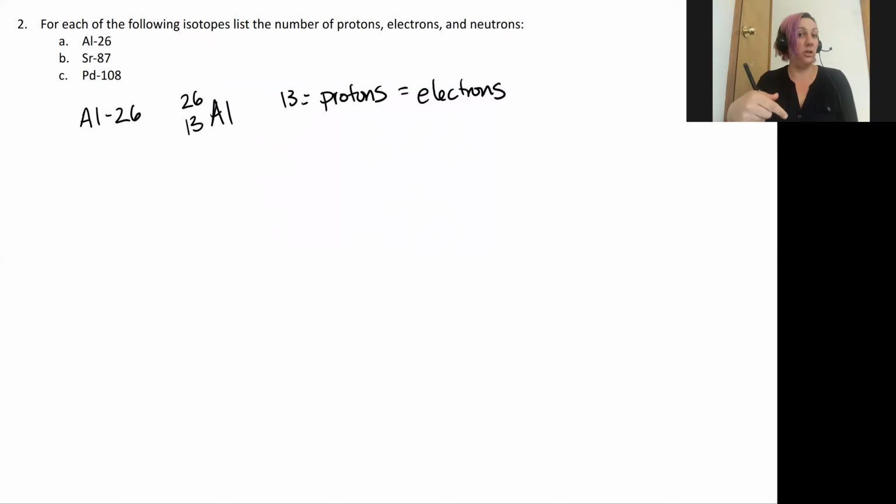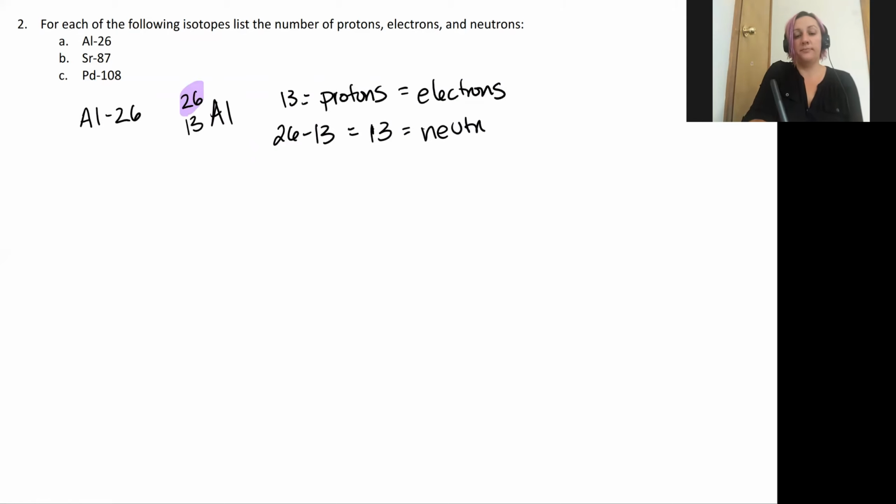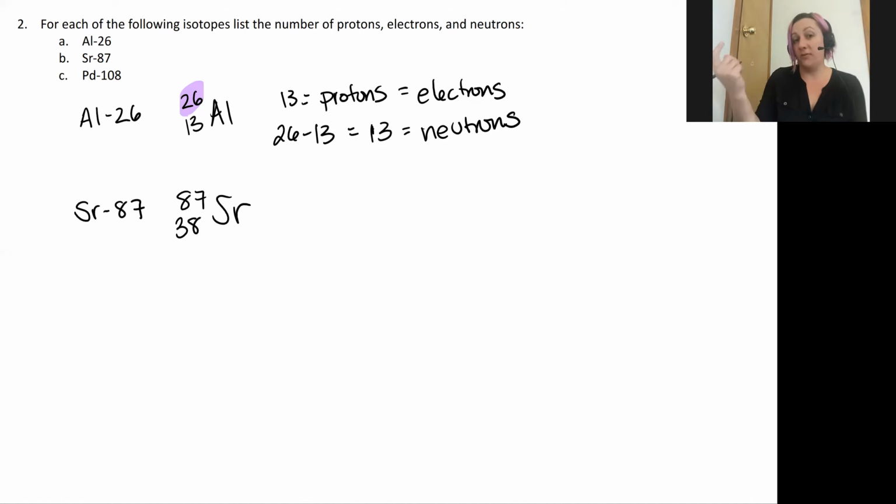And so to determine the neutrons, I'm going to take that mass number, which is that 26 right here, and subtract 13, and that's going to be equal to 13, which is my number of neutrons. So 13 protons, 13 electrons, and 13 neutrons in aluminum-26. Let's try strontium-87. Looking at my periodic table, I find the Sr symbol and then look for the atomic number on that element block within the table. And it is a 38. So I could rewrite this as strontium with 38 and 87 if I wanted.